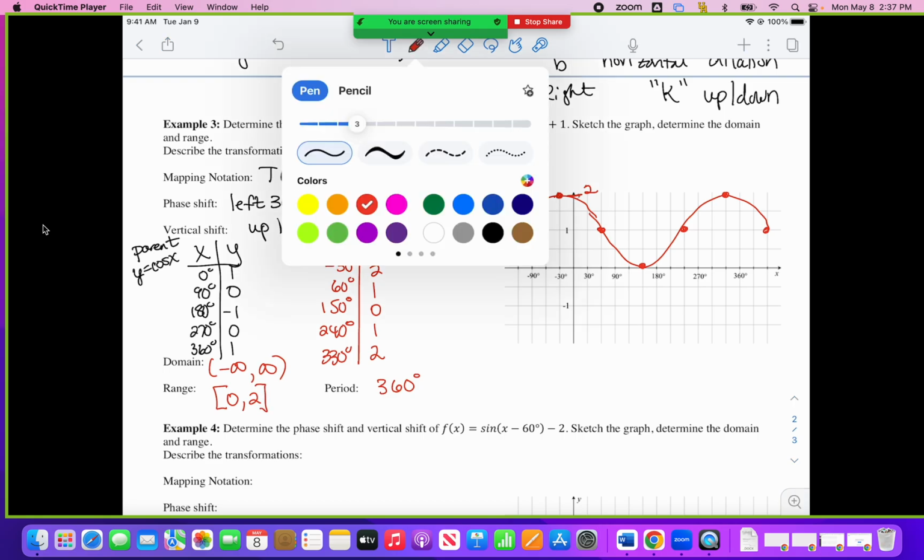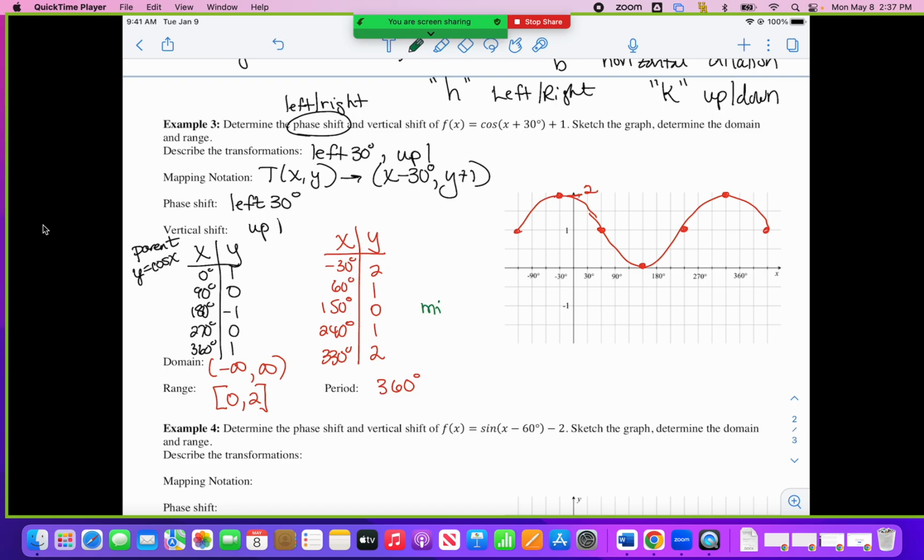Now, I want to introduce a concept, and it's something called a midline. A midline is going to be a horizontal line that cuts the y values in half. So if I'm up at 2 to 0, the midline is going to be this horizontal line going through y equals 1. The midline is always y equals the k value.